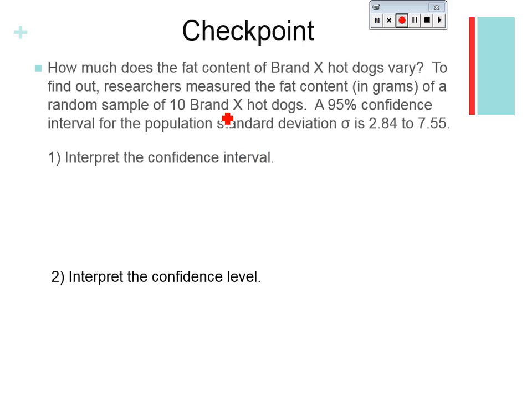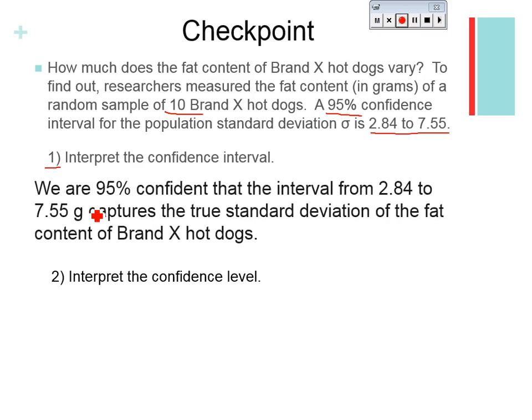And the question here says, how much does the fat content of Brand X hot dogs vary? To find out, researchers measured the fat content of a random sample of 10 Brand X hot dogs. A 95% confidence interval for the population standard deviation is 2.84 to 7.55. The first question says to interpret the confidence interval. If I'm interpreting the interval, what we would say is that we are 95% confident that the interval from 2.84 to 7.55 captures the true standard deviation of the fat content of Brand X hot dogs.